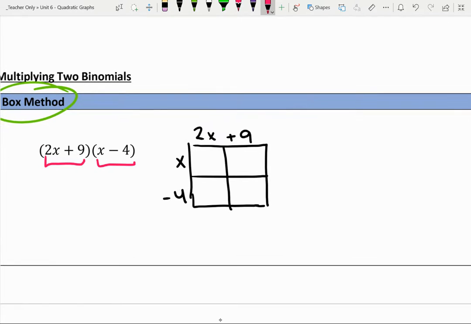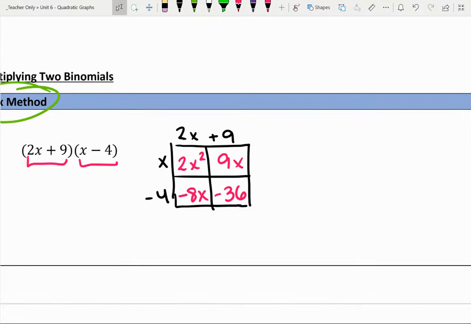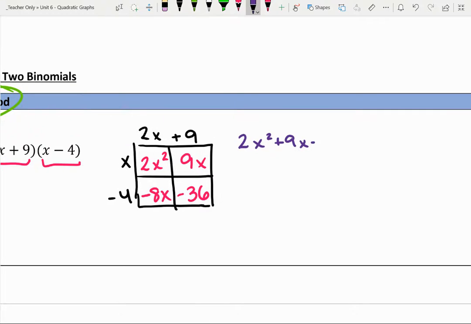So multiplying 2x and x gives us 2x squared. x times 9 gives us 9x for that area. 2x times negative 4 gives us negative 8x. And finally, negative 4 times 9 gives us negative 36. So just like yesterday, we're multiplying side lengths together to find areas. And then at the very end, we actually add all those pieces together. So our area is 2x squared plus 9x minus 8x minus 36.